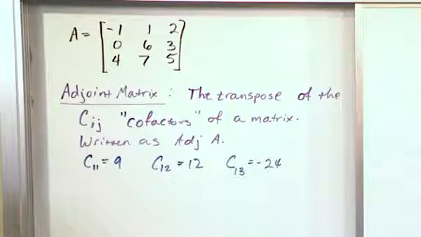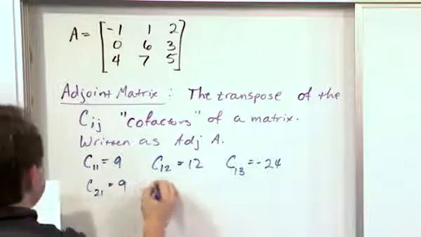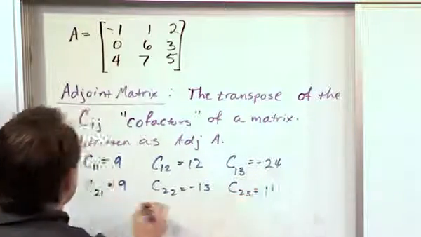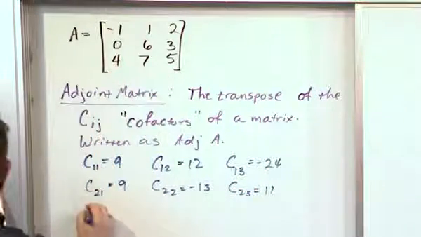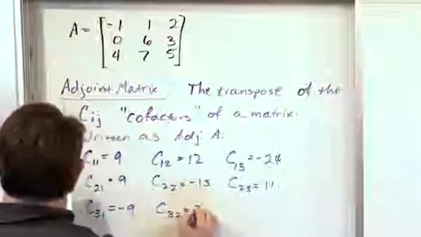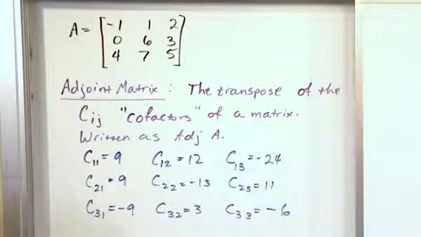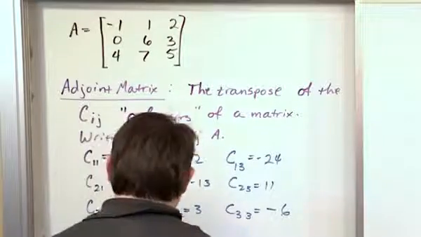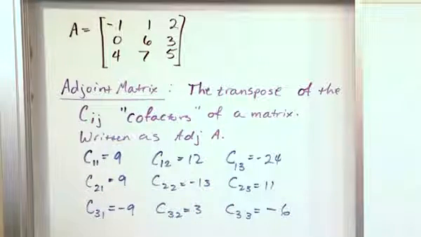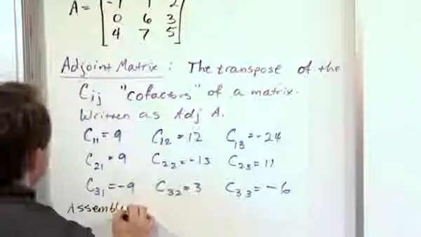We've already calculated those. I'm going to write down the rest of them. C21, the cofactor in this location, is 9. C22 is -13. C23 is 11. And then finally here, here, and here, the three cofactors: C31 is -9, C32 is 3, and C33 is -6. All right, so basically what you can do is arrange these into a matrix. Before we jump into writing the transpose, I'm just going to say a symbol in matrix.